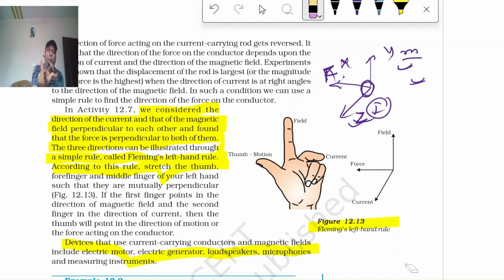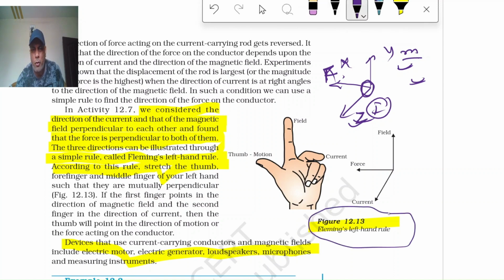If the thumb shows the motion, then the motion of the device is perpendicular to the field applied and the current. The force, the field applied and the current, these three are perpendicular to each other. That is Fleming's left hand rule. So you should write Fleming's left hand rule. This is important, and you should write it in your own language and remember this in future.